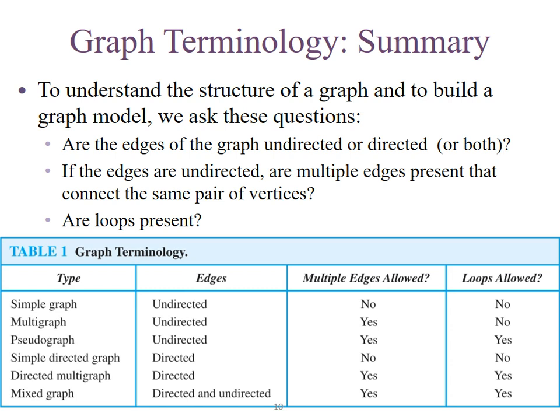Okay, so you need to distinguish the difference between multigraph and directed multigraph. Because for multigraph, loops are not allowed. But for directed multigraph, we can have loops. The last one is mixed graph. We can have both directed and undirected edges within one graph.